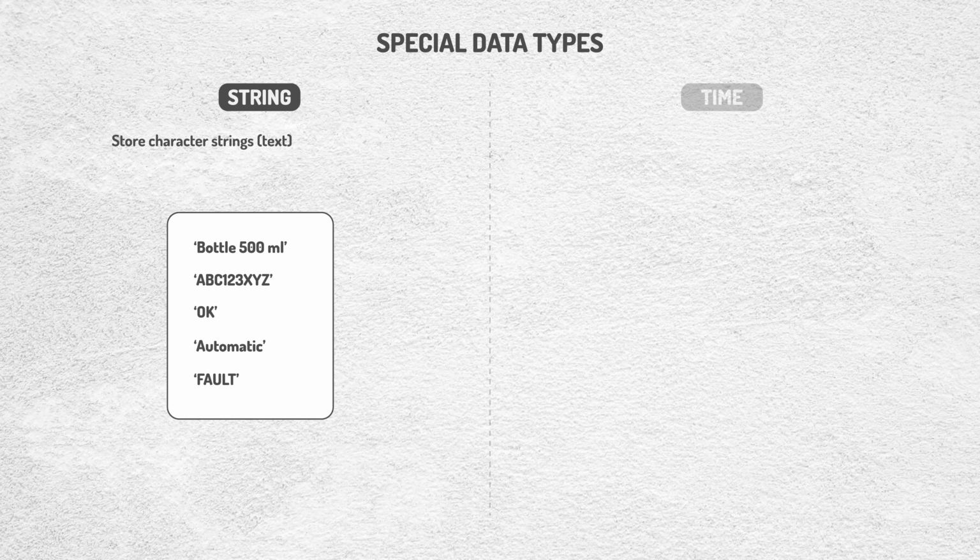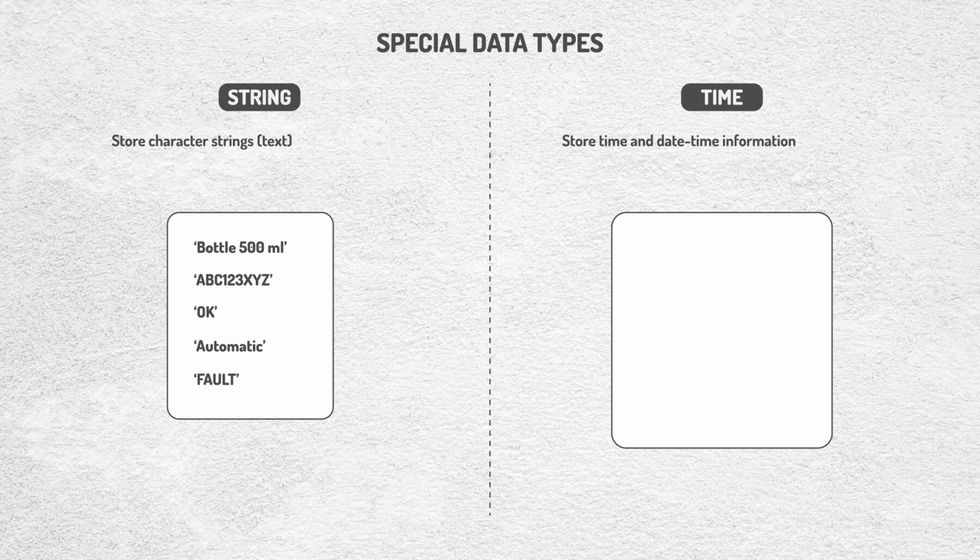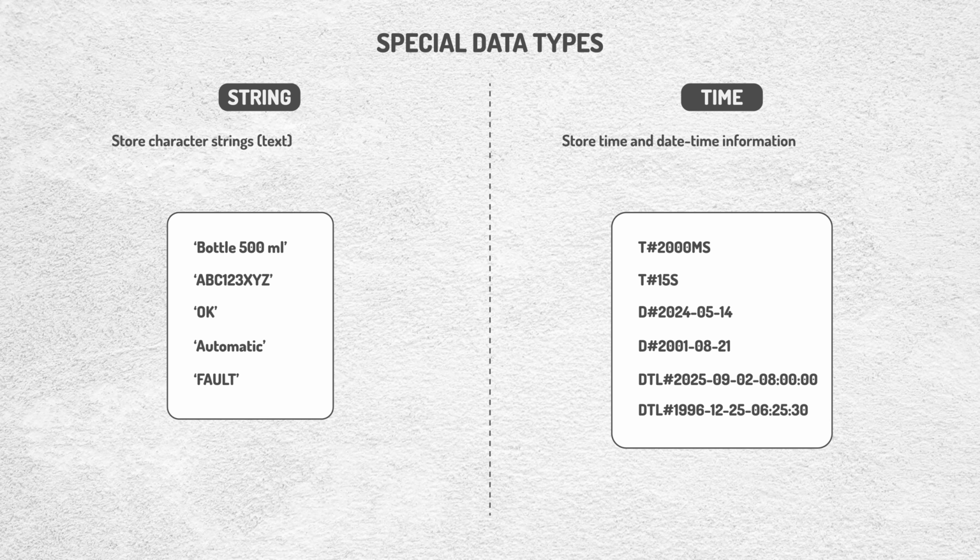The time type, and its derivatives, allow representation of time intervals or date and time stamps. Time occupies 32 bits and is used to handle time intervals. Date uses 16 bits to store dates, and DTL uses 12 bytes to represent complete date and time information. In addition, some manufacturers include additional special types that allow working with system variables or internal device states.